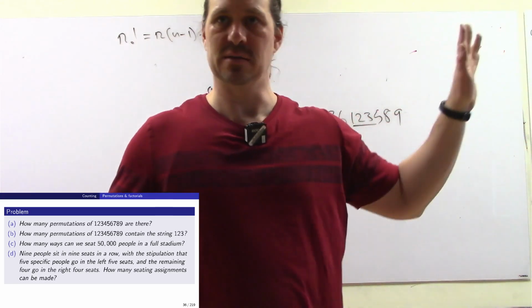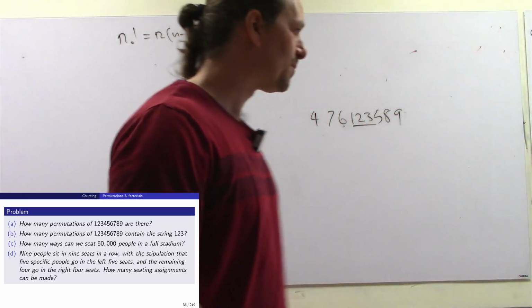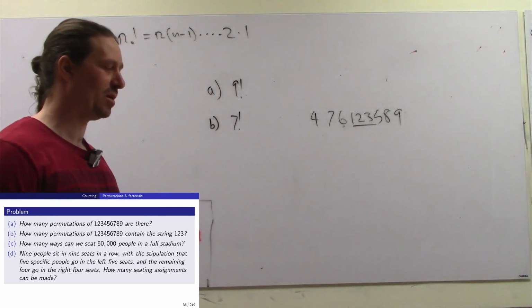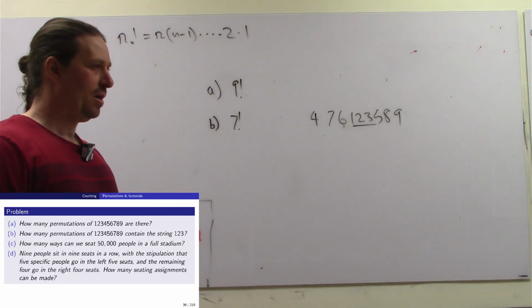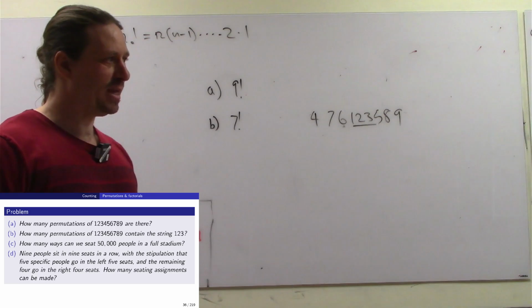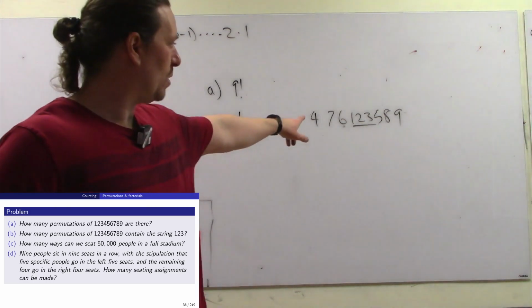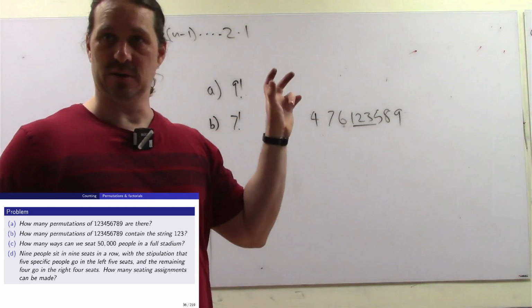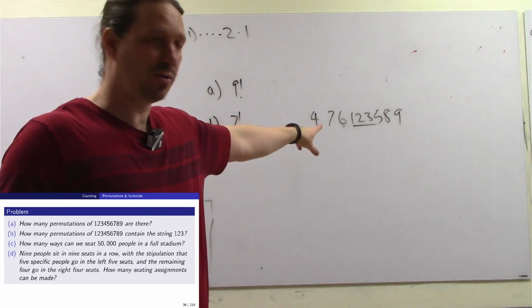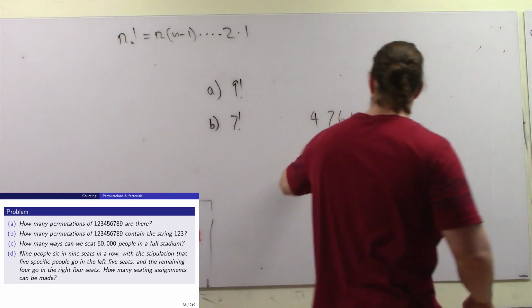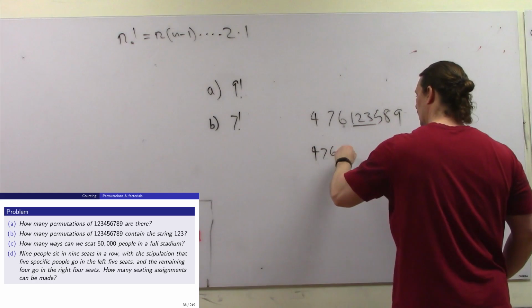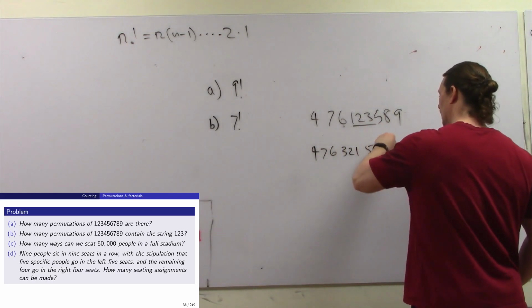2, 1, 3 isn't valid here. Okay? Although we can actually tweak this problem in a nice way too. What if I wanted to know the number of permutations where 1, 2, 3 were next to each other? Maybe not in order 1, 2, 3, but it would be valid if it was like 4, 7, 6, 3, 2, 1, 5, 8, 9.